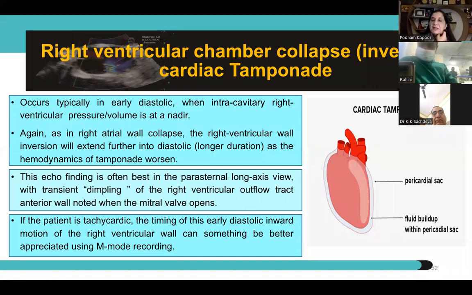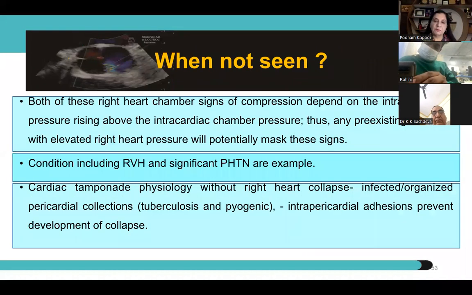And when we do a parasternal long axis view, you can see the pericardial sac. There is a dimpling of the right ventricular outflow tract. And this dimpling of the right ventricular outflow tract in the anterior wall with mitral valve opening is going to give rise to the patient some kind of a tachycardia. And timing of the early diastolic inward motion of the RV free wall can sometimes better be appreciated when we do an M-mode. And when is it not seen?